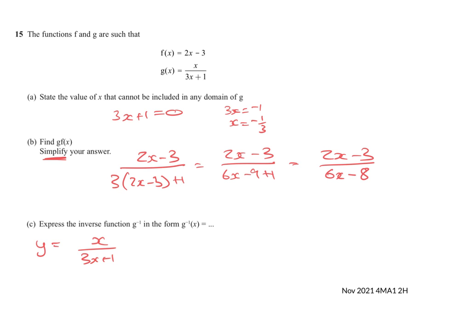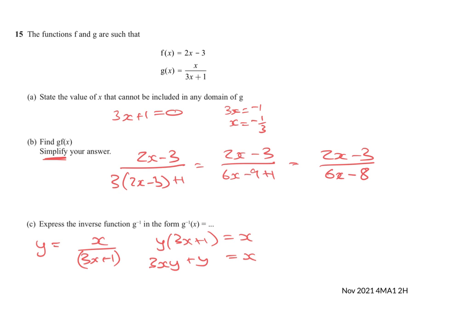And then let's rearrange, treating this denominator as an item in itself. So first of all, we multiply by the denominator. So we get y(3x plus 1) equals x. Second step, expand the bracket. So we get 3xy plus y equals x.